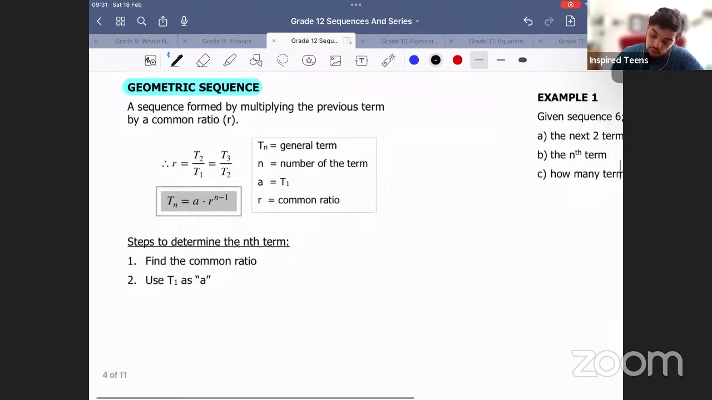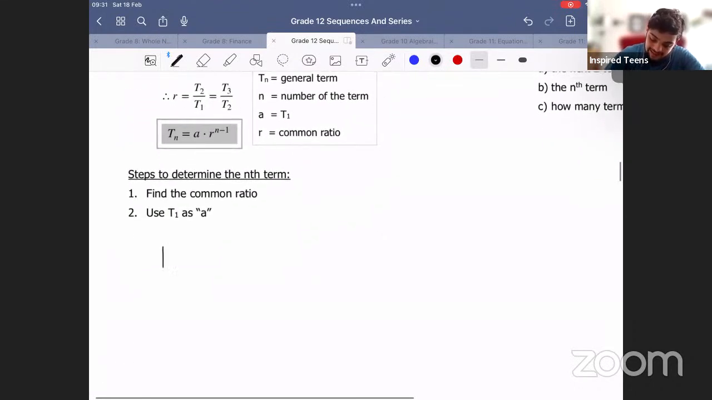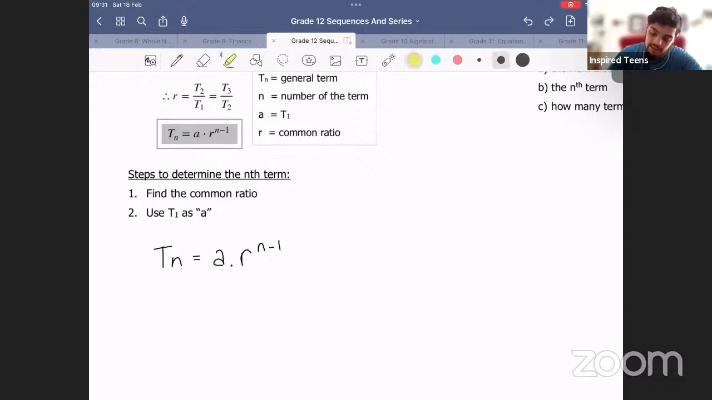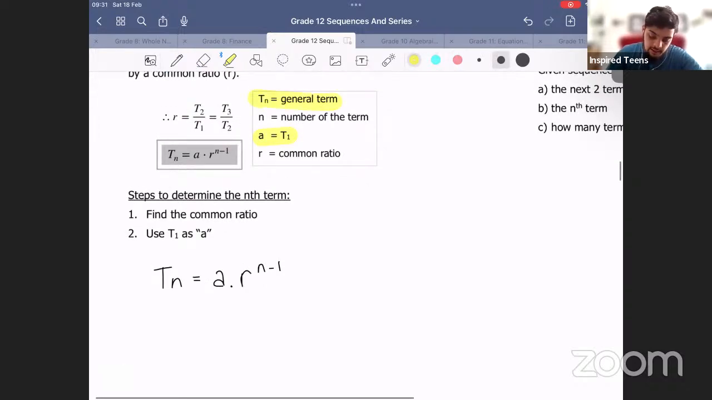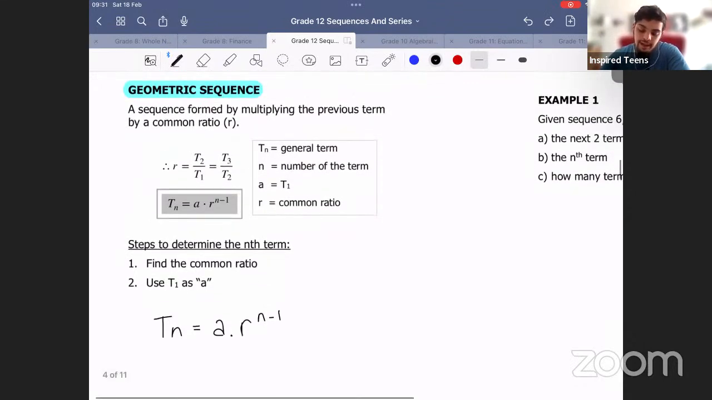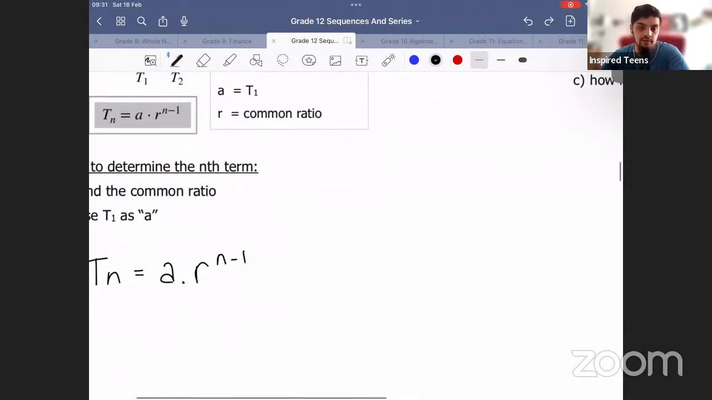Okay, let's look at the formula. The formula for geometric is Tn is equal to A times R to the n minus 1. So A is the same. A is the first term, T1. Then Tn is the same, it's the general term, and n is the number of the term, or the term number. But now this is new, R is the common ratio. So again, you are multiplying instead of adding or subtracting.